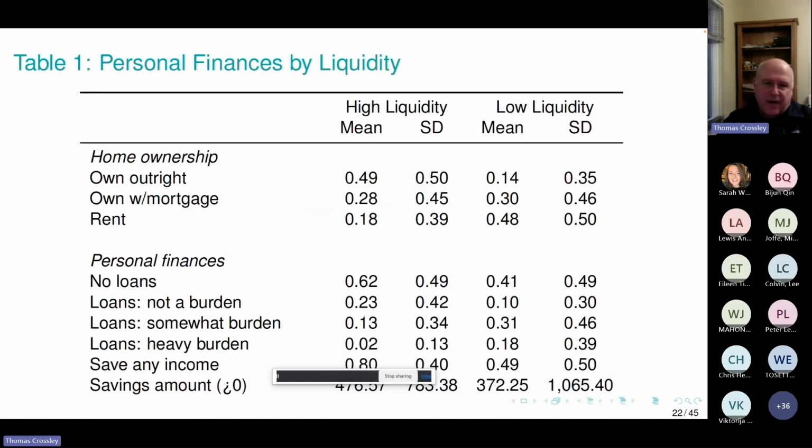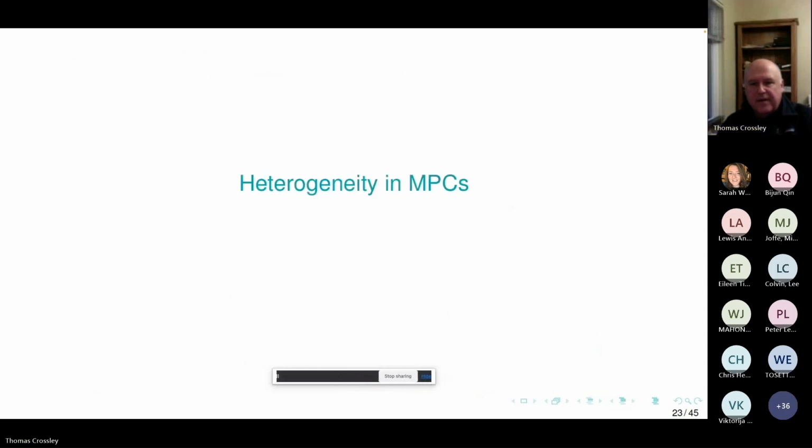Okay, so here's just how it goes. Here are the high and low liquidity groups, and the high liquidity groups are much more likely to own their homes, much more likely to report that loans are not a burden, much more likely to report that they saved. Okay, so this is kind of a standard finding.